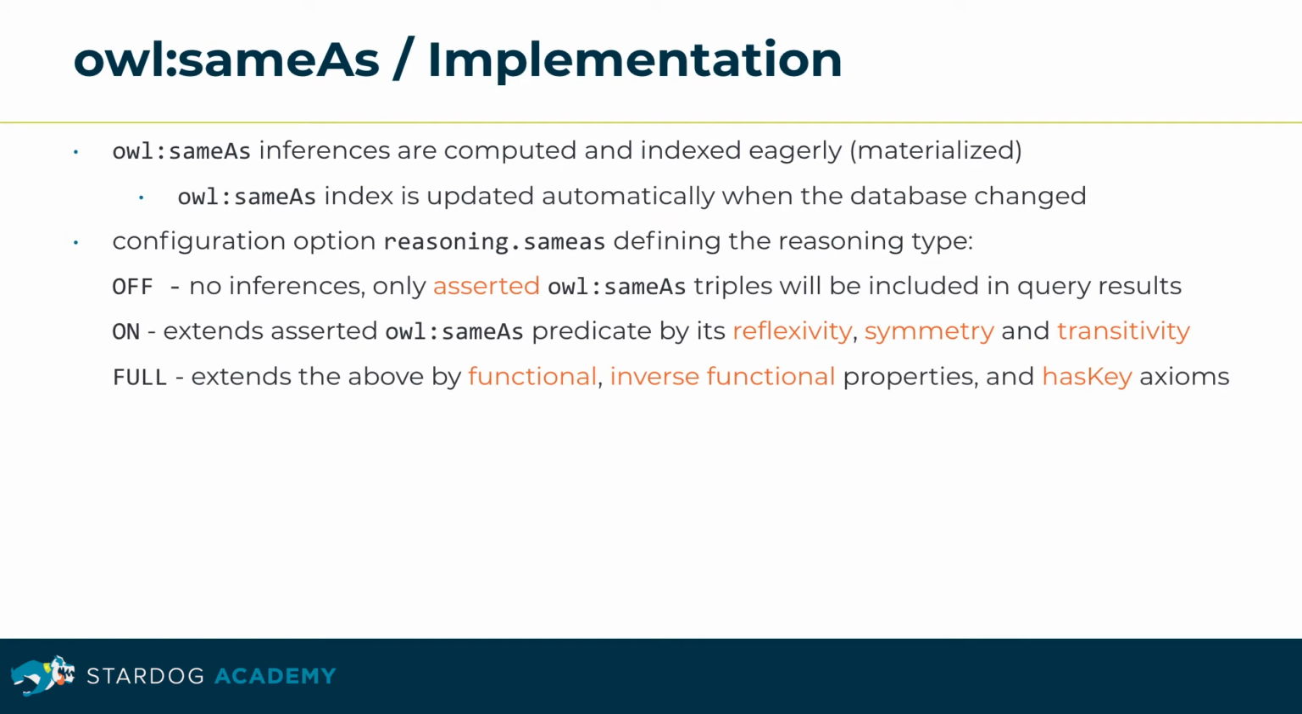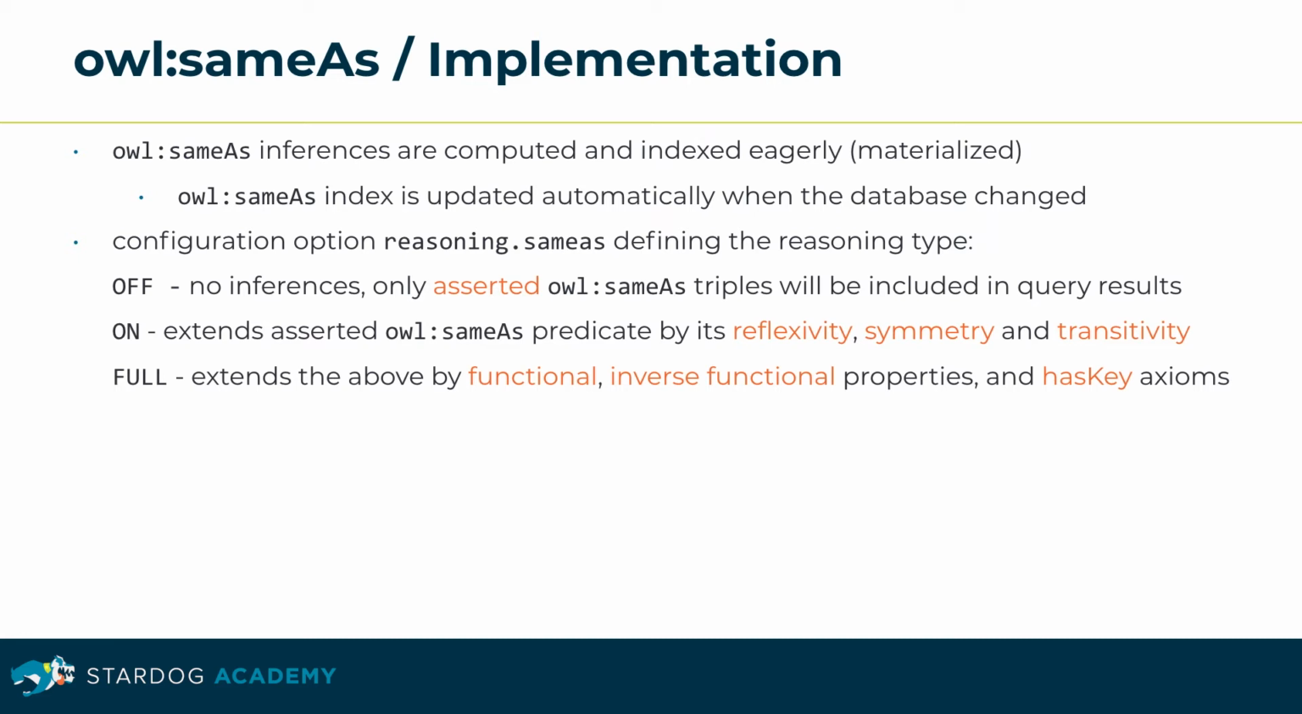Unlike other inferences that are derived at query time, OWL sameAs inferences are computed eagerly and materialized at data ingestion. The sameAs index is updated automatically whenever the database changes. The extent of inferences depends on the reasoning type configured via the database property reasoning.sameAs. For the value of off, no inferences are drawn. Queries will retrieve only the asserted sameAs triples.